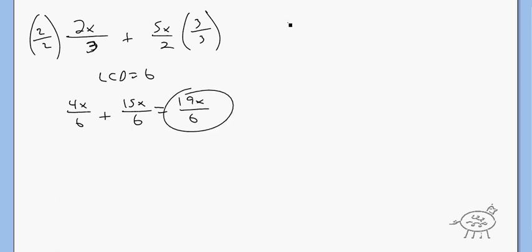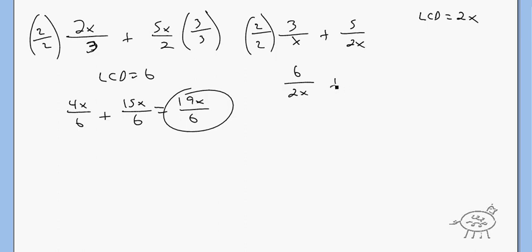Let's do another one with a variable: 3 over x plus 5 over 2x. My LCD is 2x. Do you agree with that? I hope so. That means I need to multiply the first one by 2 over 2, and the second by nothing because it's already 2x. So I get 6 over 2x plus 5 over 2x, which gives me 11 over 2x.